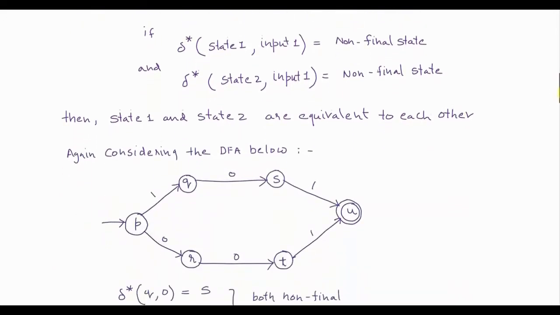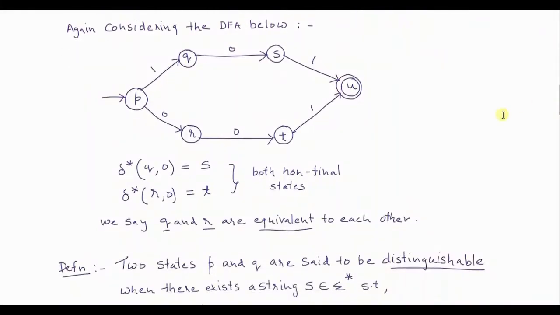Now again when we consider this diagram, let's take an example. From state Q on reading the string 0, it takes you to S. What is S now? Is it a final state? No, S is a non-final state. Now from state R on reading 0, it takes you to T.